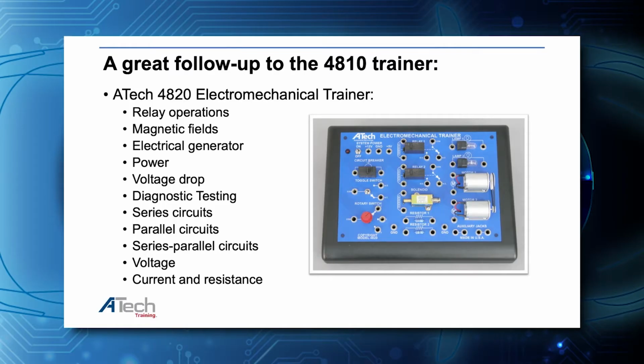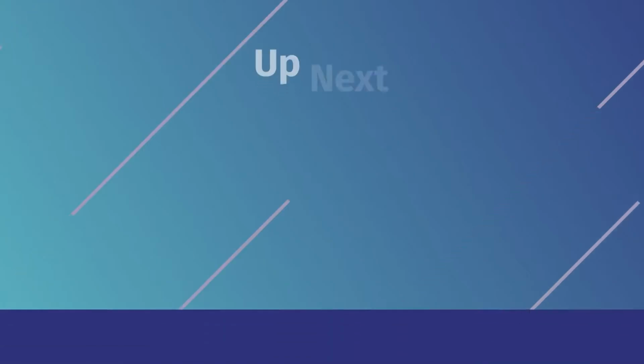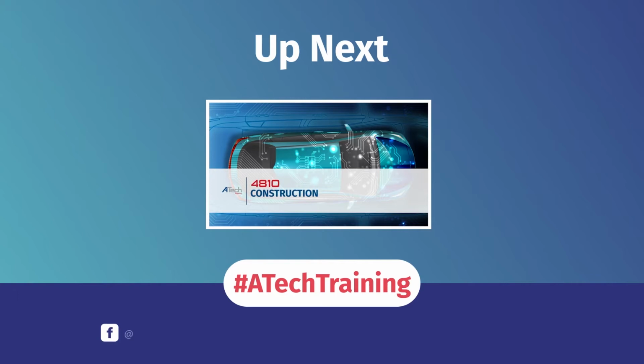The other thing is we have an accessory, or additional board, that comes up called the 4820. It's called the Electromechanical Trainer. The reason being is it's going to have relay operations. You're going to create magnetic fields. We're going to have an electrical generator, which I use a lot of times to teach guys regenerative braking, because you can have one motor pulling another motor, and it shows you that you have regenerative braking if you're looking at that. You're going to be able to test power, voltage drops, a lot of what you're doing in diagnostic testing. Again, the 4810 construction, we're going to start talking about that.